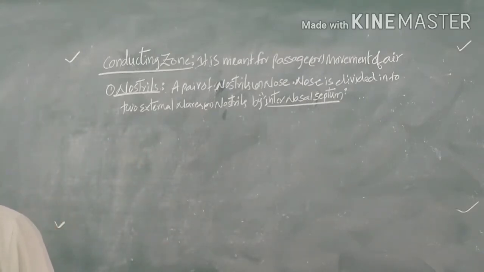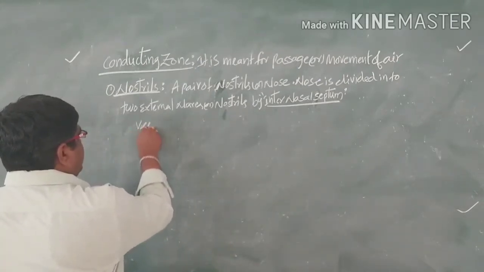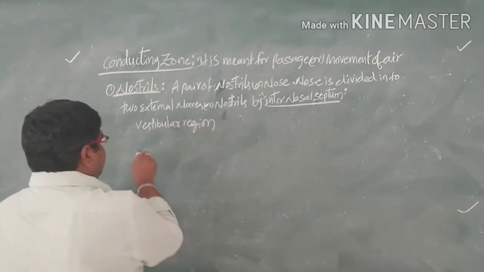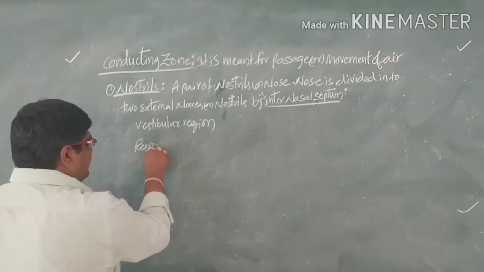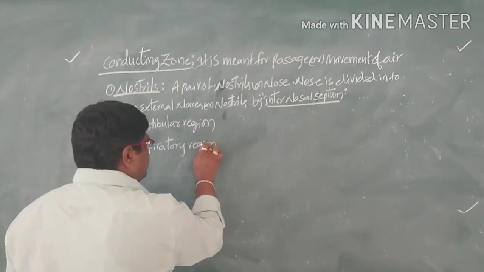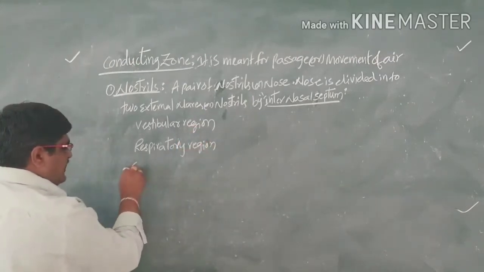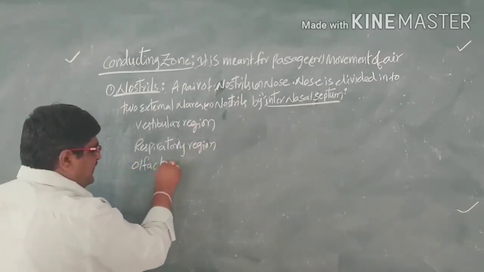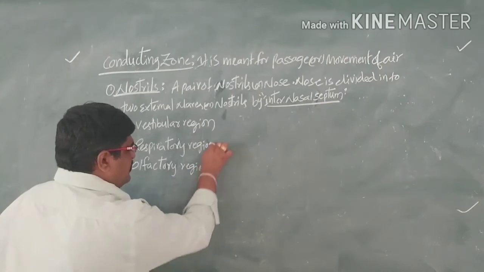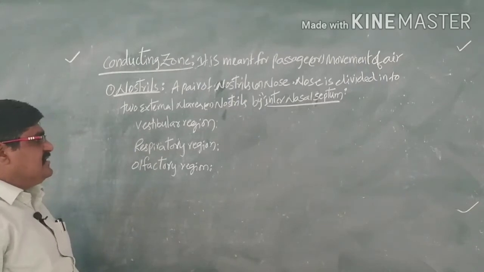These external nostrils are divided into three regions. One is called the vestibular region, the second one is the respiratory region, and the third one is the olfactory region. So these are the three regions that are present.